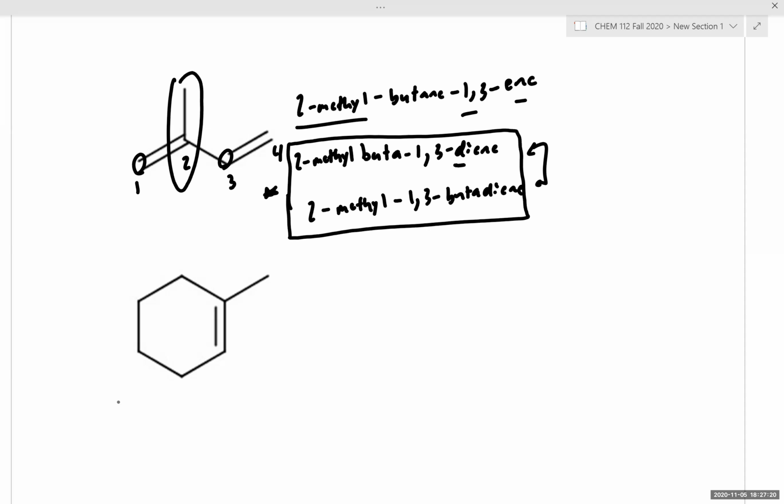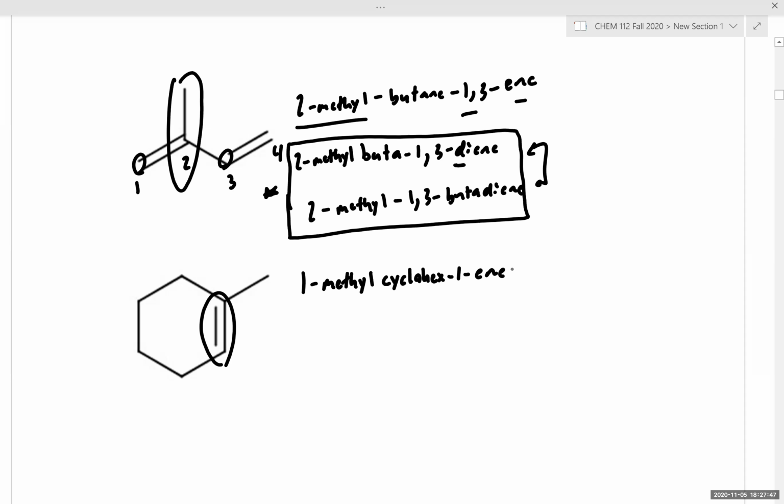So we have a proposed name in the chat of 1-methylcyclohexene. Where's the alkene at? What carbon locant have you assigned for the alkene? Yep, cyclohex-1-ene. Yep, exactly right.